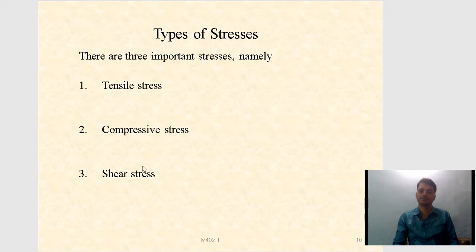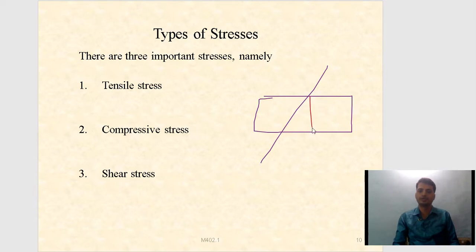Next, shear stress. So equal and opposite. If I apply a load on this shear, equal and opposite stresses take place here. Due to the cutting action, there will be equal and opposite stresses.